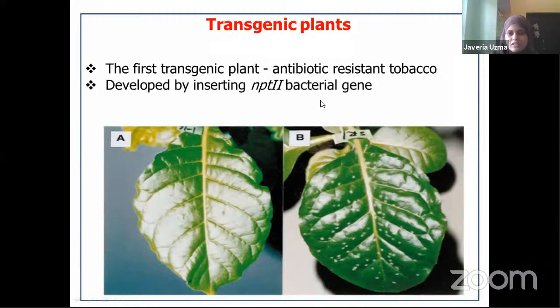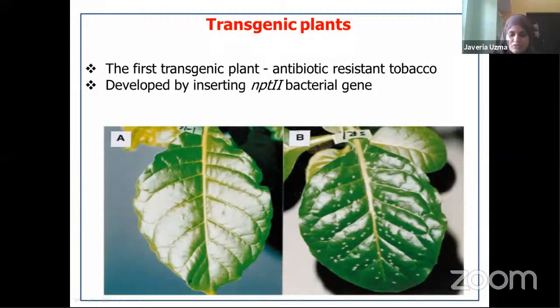So there is transgenics between bacteria and tobacco plant. From bacteria, a desired gene is taken and introduced into a plant, such that now it will become antibiotic resistant. No bacteria can attack this plant. So this one is the first transgenic plant developed.